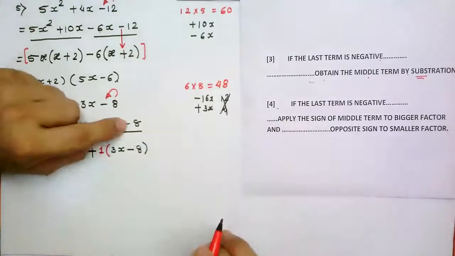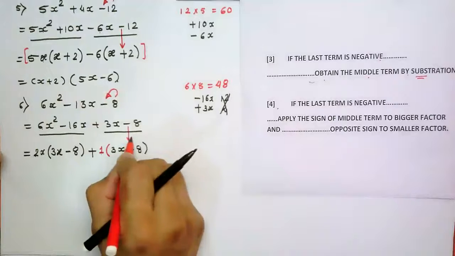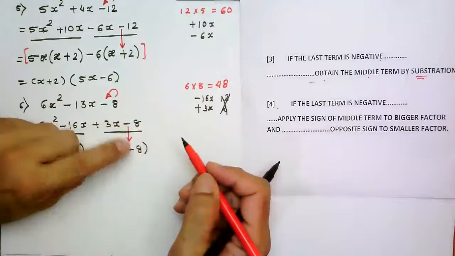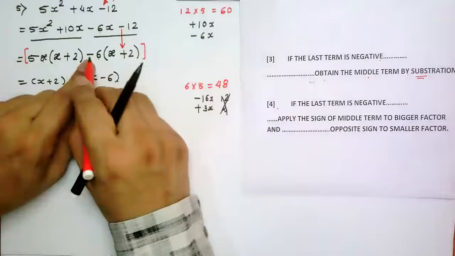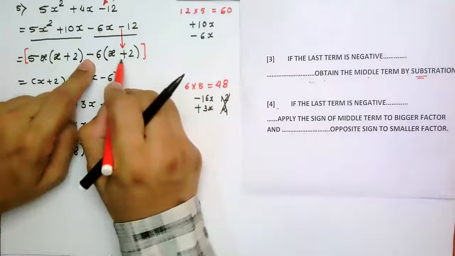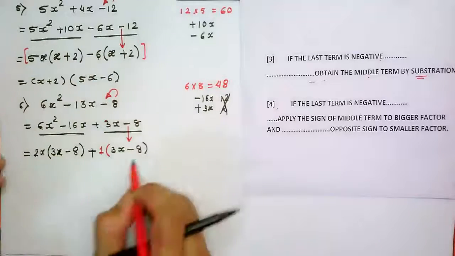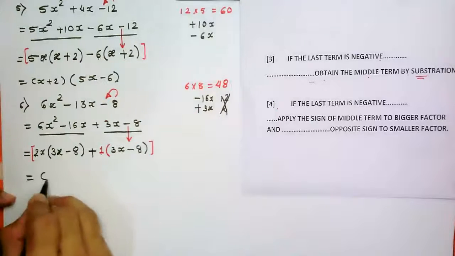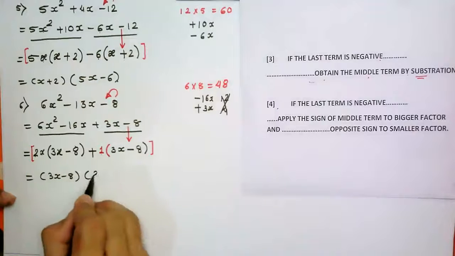So this sign has remained as it is because the sign in front of the bracket is positive. So no need to change this sign. But if the sign before the bracket is negative, then you have to make a change in the sign. Okay, take care. See, these two brackets are identical. So I can take them common. So the common is 3x minus 8. So there remains 2x plus 1.